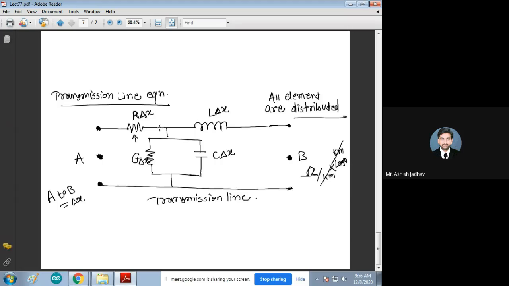Well, in this transmission line, why do we add this delta X element? Delta X is the length between point A and point B, right? We have written the unit of this parameter R as ohm per meter, right? And if you want to cancel it out, we have to multiply by delta X.